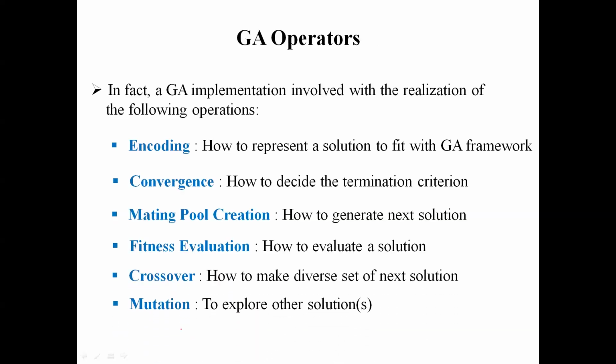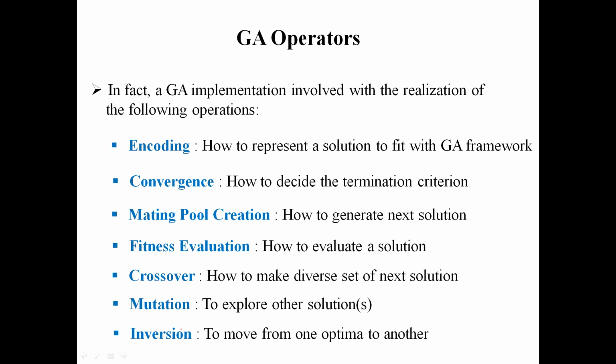These are basically some of the terms we just saw, like encoding, convergence, mating pool. To create the next solution, we need to have a subset of individuals where this mating will take place. Then we have to find out the individual fitness of each one, because every time a population is there, unless there is some change, you cannot keep on repeating the same thing. So you need diversity to be involved in it. That is where crossover and mutation come in, so that we can explore other better solutions.